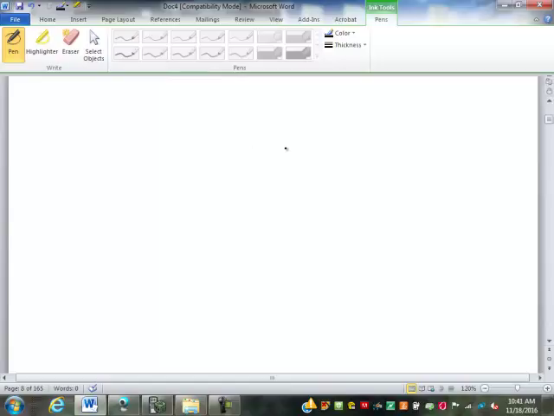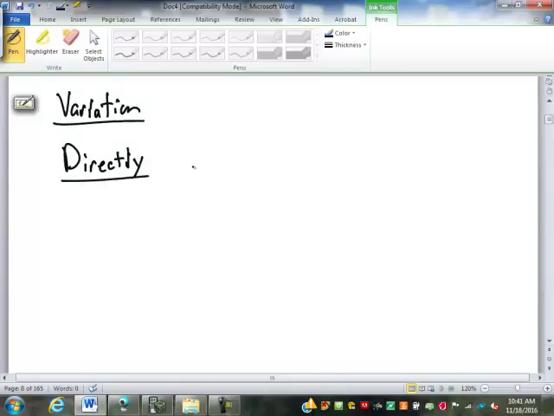Okay, so next, we want to move into the next step, which is looking at variation. Variation talks about the relationship between two amounts, two variables. And there are two main ways that two variables can be related to each other. They can be directly related, or they can be inversely related.